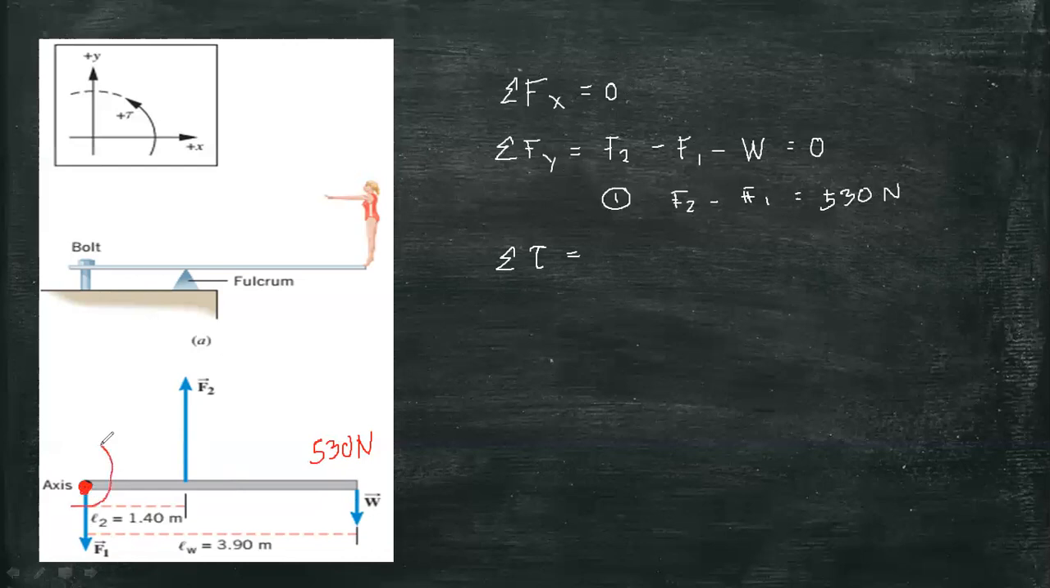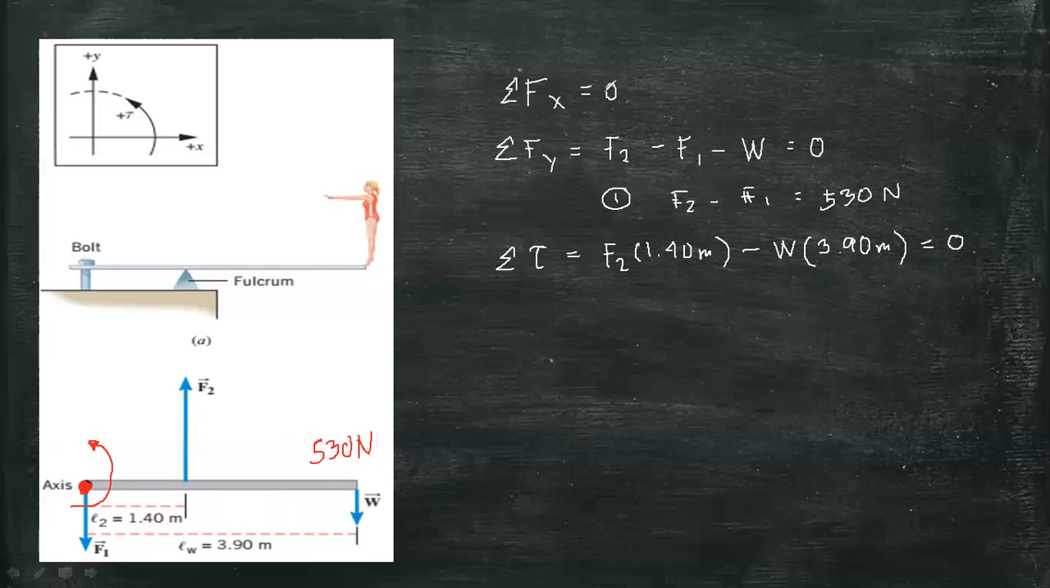We have the counterclockwise direction of torque as our positive. The torque for F2 is F2 times the length L2, which is 1.4 meters, and it is positive. For the weight, we have minus the weight times the length of the lever arm, which is 3.9 meters. And for F1, we have 0 because there is no lever arm. The sum is equal to 0.